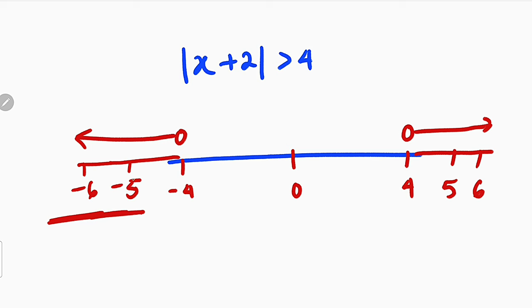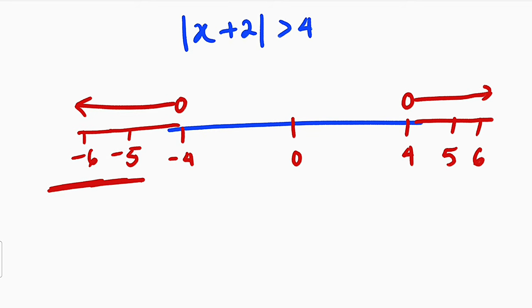Any number you take to the left hand side here, take its absolute value, it will be greater than 4. If you take the absolute value of negative 5, it will be 5, and 5 is greater than 4. Take the absolute value of negative 6, it will be positive 6, and it will be greater than 4. And these are already positive without taking their absolute value. They must all be greater than 4. So what will be the solution?